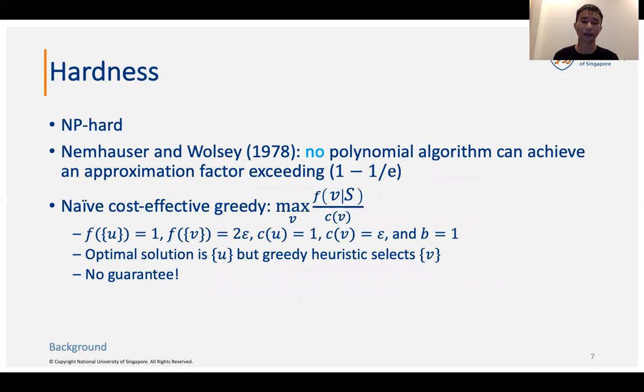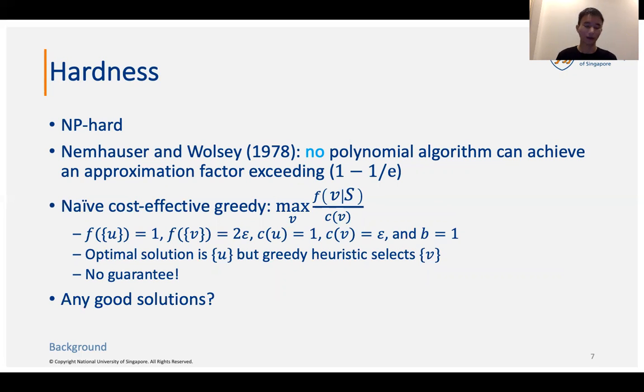Some naive algorithms have been proposed. People may think, okay, we just naively maximize the ratio of the objective per unit cost. This is very naive thinking. Unfortunately, here is a simple example. We can see that the algorithm has no guarantee. It can perform arbitrarily worse.